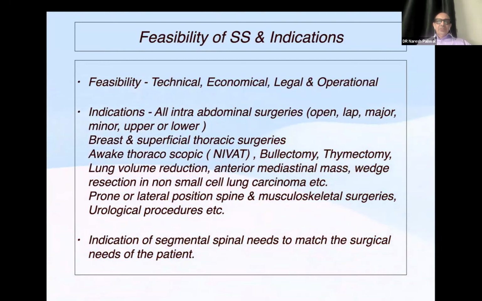About the indications, all intra-abdominal surgeries, be it open, laparoscopic, major, minor, upper, lower, can be done under segmental spinal. Even breast and superficial thoracic surgeries, VATS, bullectomy, thymectomy, lung volume reduction, anterior mediastinal masses, even the prone and lateral position, musculoskeletal, urological, and gynecological surgeries. The only thing is the indication for segmental spinal needs to match the surgical needs of the patient.